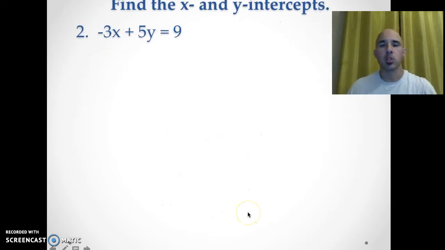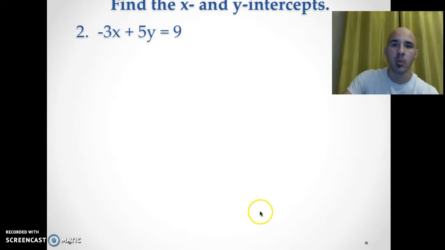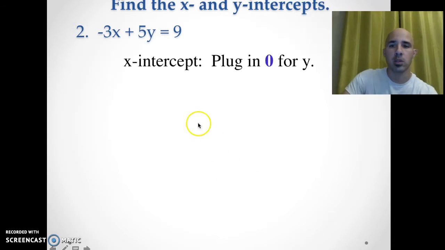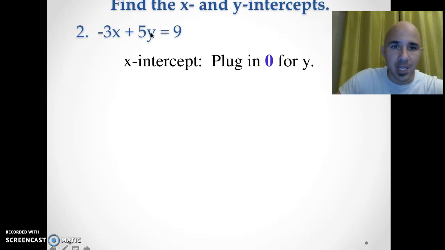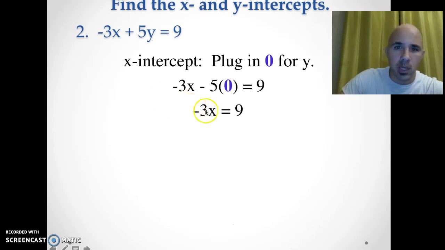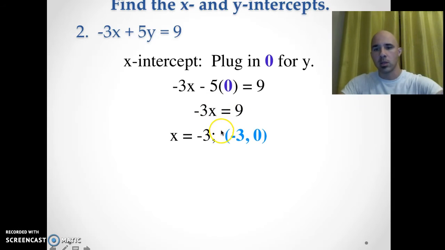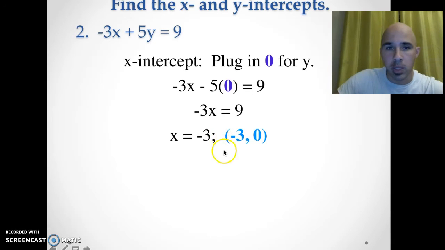All right. Number 2, example, find the x and the y intercepts for -3x plus 5y equals 9. First, you want to find the x-intercept. You want to plug in 0 for y. So we'll cover up this, 5 times 0 will be 0, and you'll have -3x equals 9. Solve for x. Divide both sides by -3. X equals -3. Your ordered pair will be -3, 0. You will plot that point on the coordinate plane.